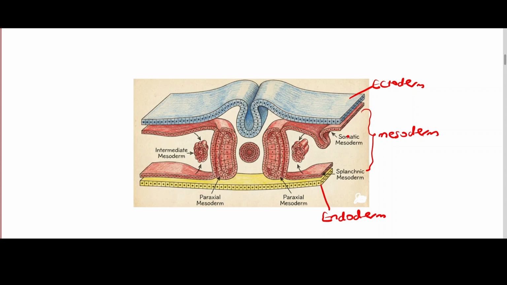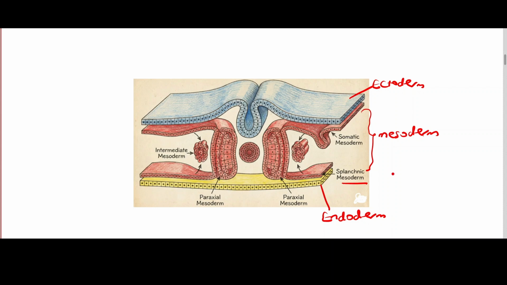Now, the mesoderm differentiates into the paraxial mesoderm, the intermediate mesoderm, and the lateral plate mesoderm. The lateral plate mesoderm further differentiates into the somatic mesoderm or somatopleuric mesoderm and the splanchnic mesoderm or splanchnopleuric mesoderm. Okay. Now the heart develops from the splanchnic mesoderm of the embryo.